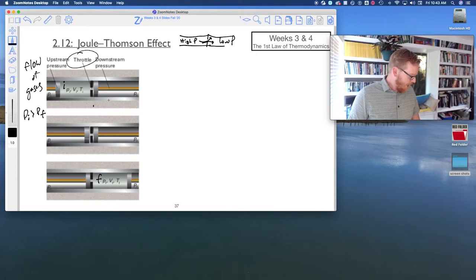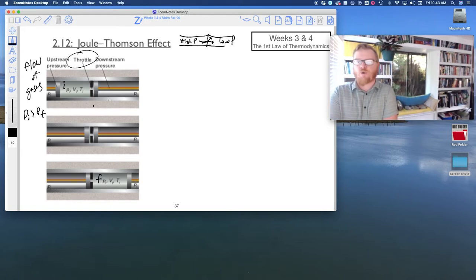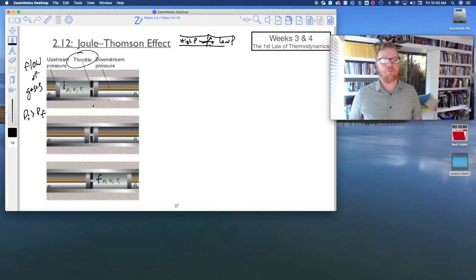Okay, and so the result of that, and I'm not gonna go through this math proving this is isenthalpic, follow it along in the book or my notes, okay? So, but what's the result? What's the result of having this throttle? Well, I'm gonna demonstrate that for you right now, okay?